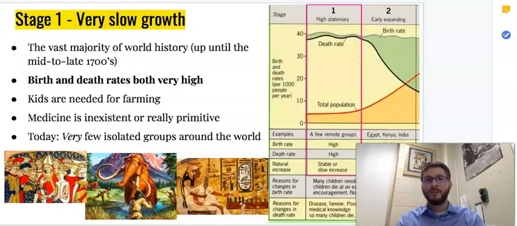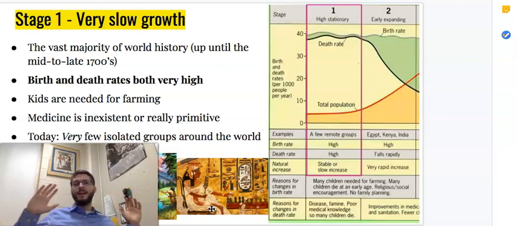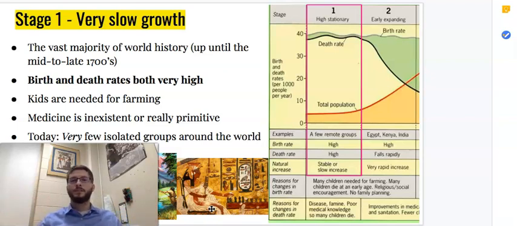All right. So in the first stage, it's a very, very low rate of growth. Okay. The vast majority of world history, tens of thousands of years of world history, every part of the world was stuck in stage 1 of the DTM. And that's because birth rates had to be super high because if you had 7 kids, there's no guarantee that more than one or two of them are actually going to grow into adulthood.